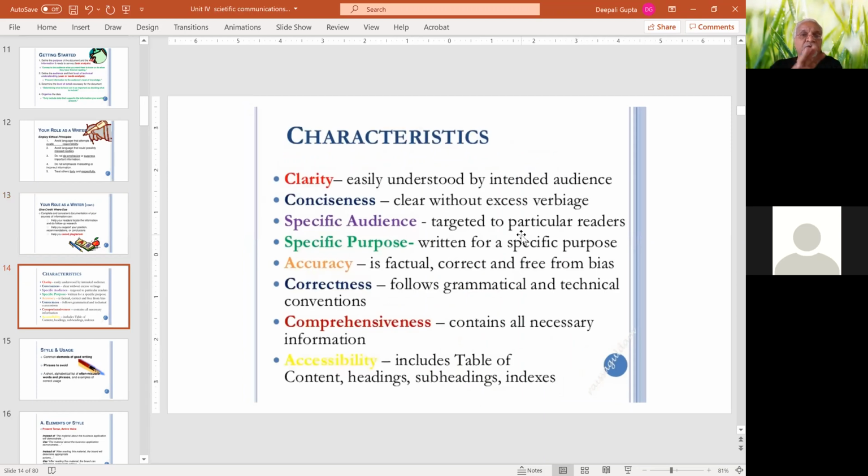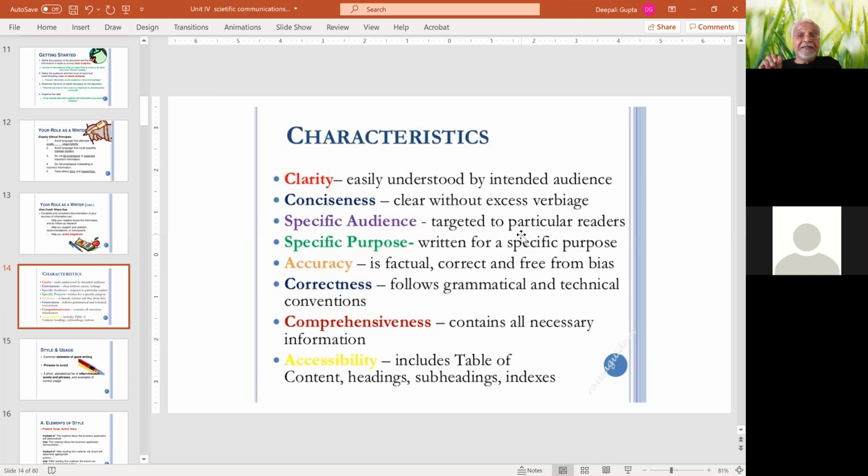So what we are trying to understand with this discussion is that there are some characteristics which emerge for a technical writer. What are those characteristics? One, there should be clarity. Clarity means that the contents which you're writing should be easily understood by the audience. So clarity should be there.